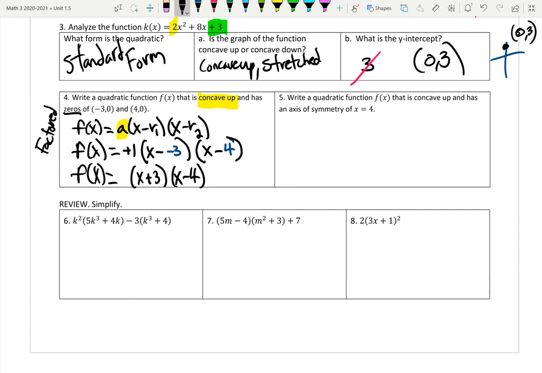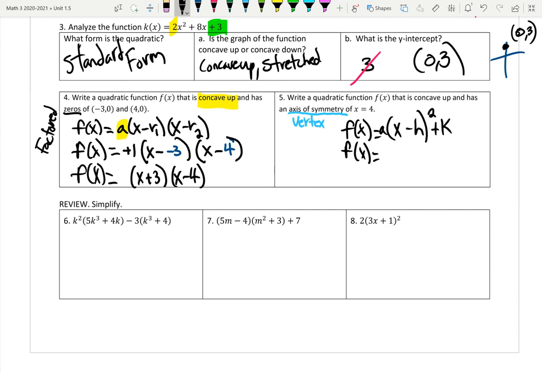All right, number 5. Now it gives me this piece of information where it says the axis of symmetry is x equals 4. This right here I get from the vertex, which means vertex form. So let's go ahead and take a look at vertex form. F of x is going to be equal to a times x minus h squared plus k. I'm going to go ahead and plug in some information.